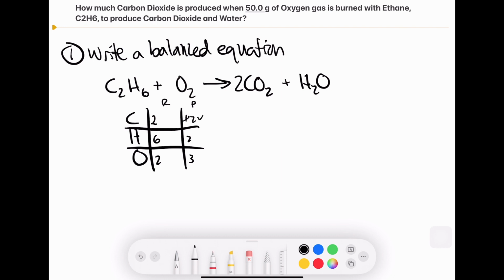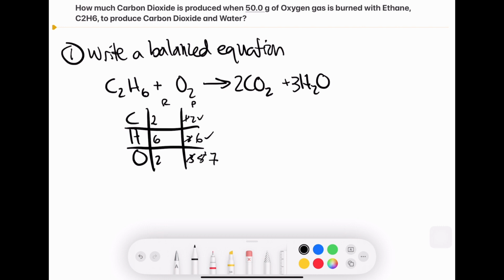Great. But of course, that changes my oxygen. So now I have 4 plus 1 is 5 on that side. It's not really helping me, 2 and 5. But I have another easy thing I can do. I can turn a 2 into a 6 by putting a 3 here. So now I have 6. Great. But again, I've changed my oxygen numbers as well. I still have 4 from the carbon dioxides, and I have 3 from the waters, which adds up to 7.